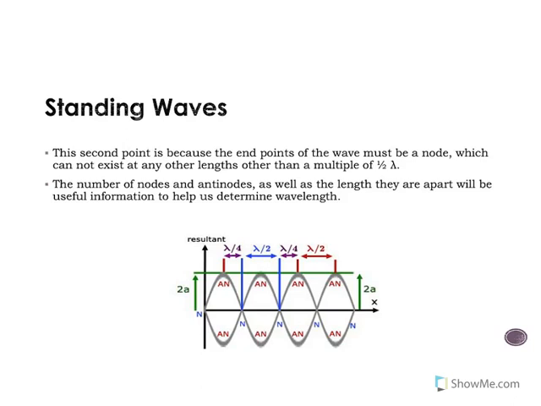The second point is that because the endpoints of the wave must be nodes, a standing wave cannot exist in any lengths other than a multiple of 1/2 wavelength. So the number of nodes and antinodes, as well as the length they are apart, will be useful information to help us determine the wavelength. These will always be the information that we're going to use in our questions.